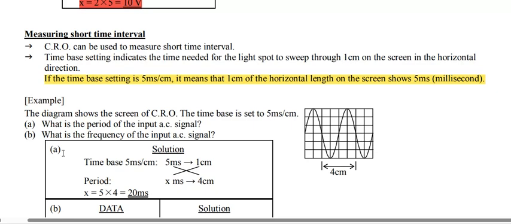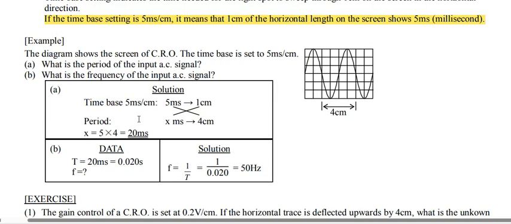Then we have an example. The diagram shows the screen of the CRO. The time base is set to 5 milliseconds per centimeter. What is the period of the input AC signal? And what is the frequency of the input AC signal? So we have the time base, which is 5 milliseconds per centimeter. Then we have 4 centimeters there.